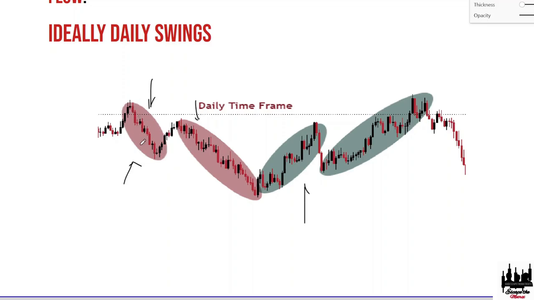Here you see more red candles. That's one clue. Here you see more red candles. Here you see more green candles. Here you see more green candles. But not just that, the strength of the candles. Here you see that the red candles are much bigger than the green candles. Here you see the green candles much bigger than the red candles. So that's one point. So what you're looking at is a daily swing.